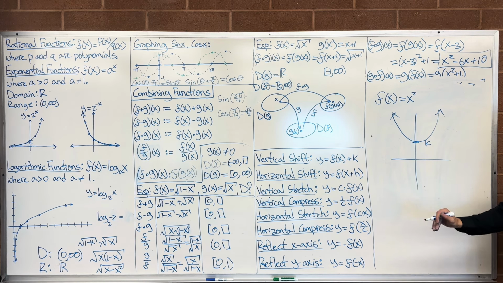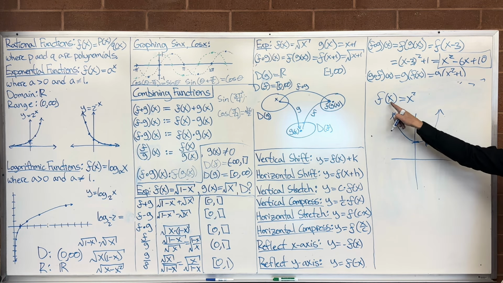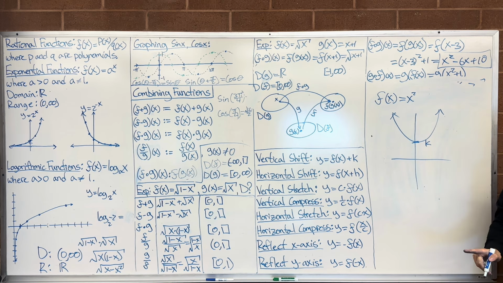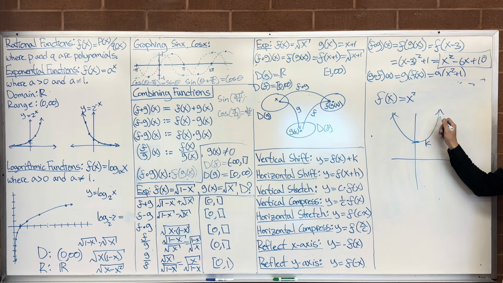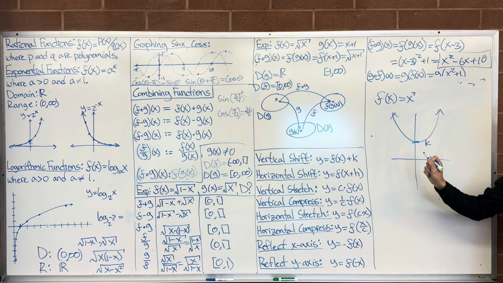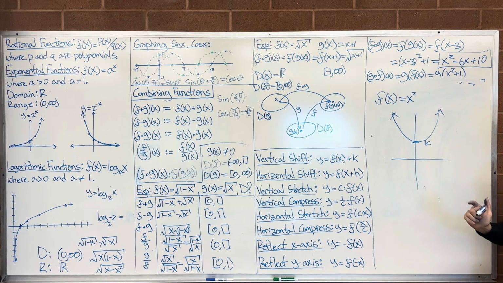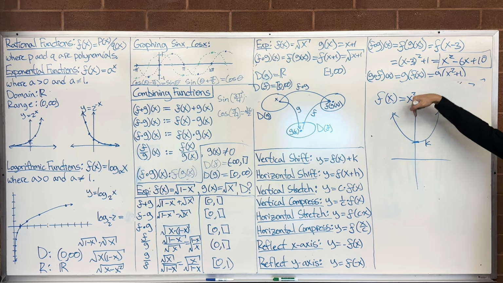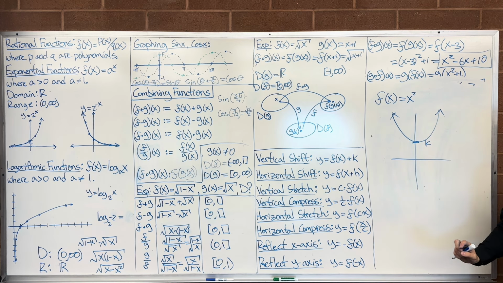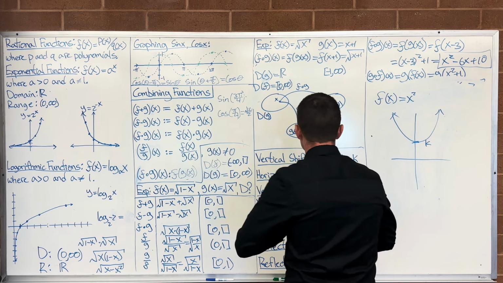Just any point. Before, if I plugged in 2, I got 4. Now I get 4 plus k. So rather than getting 4, I get 4 plus k. I've got to add the k to all my outputs, which shifts the whole thing up. And similarly, subtracting k would shift it down. Okay, so that's a vertical shift.